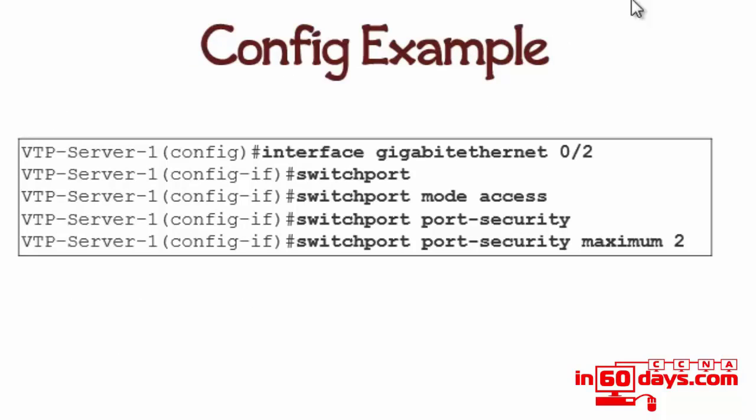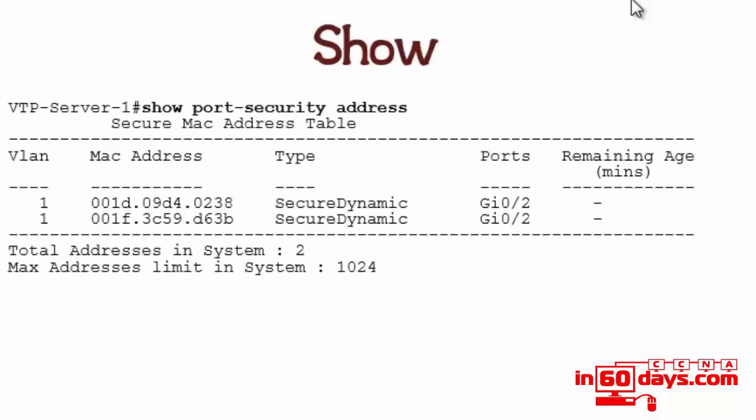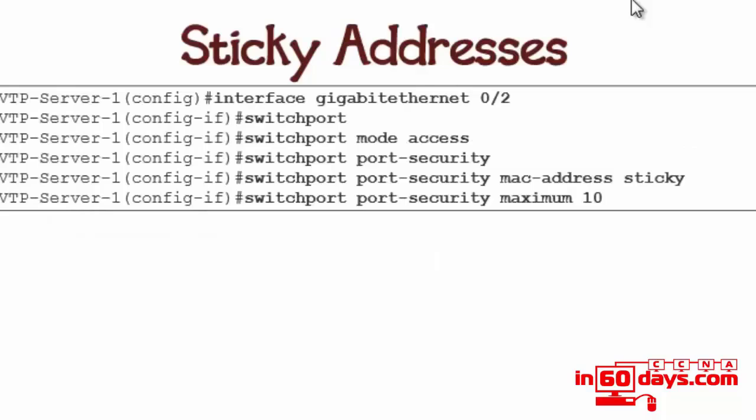Configuration example here. I've configured port security, and I've allowed a maximum of 2 MAC addresses. So at any given time, there can only be 2 MAC addresses permitted through that port. If you type show port-security address, you can see which MAC addresses have come in. Sticky addresses are MAC addresses that come through your port, but then they're added to the running config of your switch, and they're there for the amount of time that the switch is up. Obviously, if you reload the switch, then you'll lose those addresses.